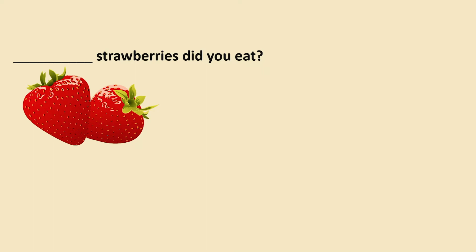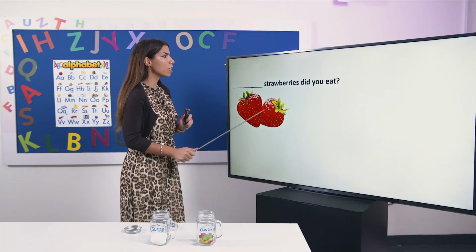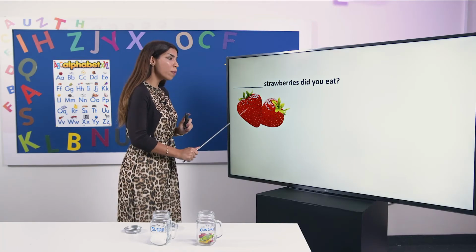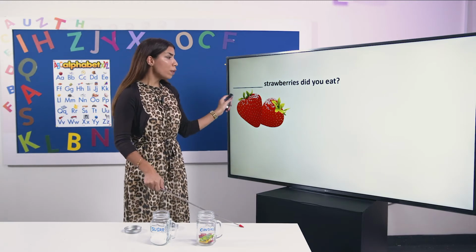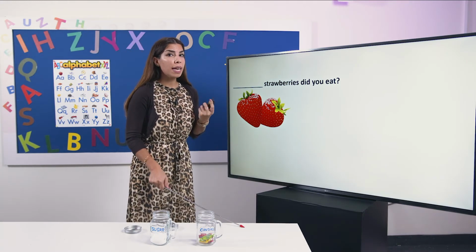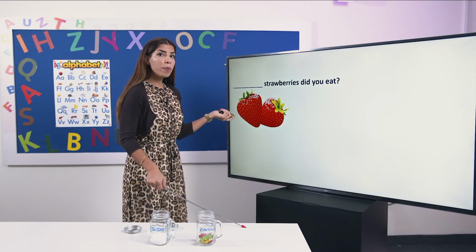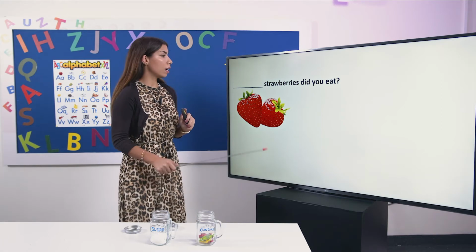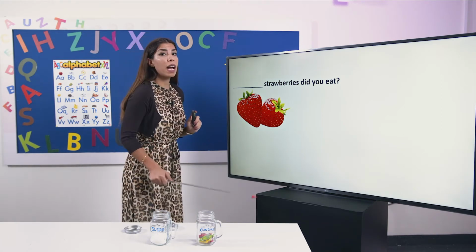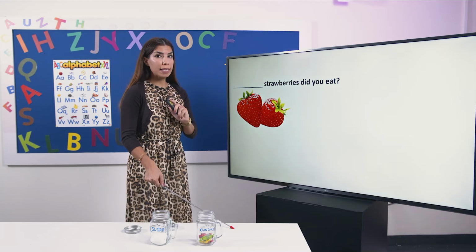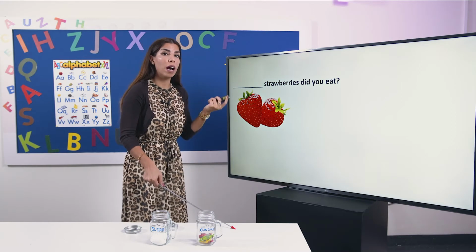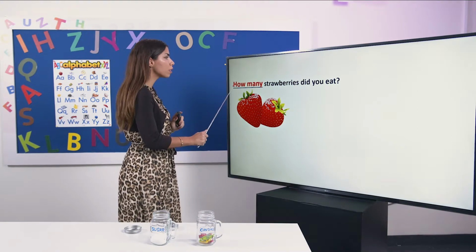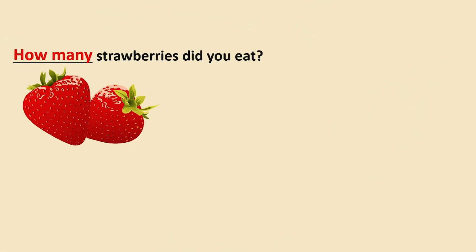Now, let us look at this picture. What do we have in this picture, dear students? What can you see? Yes, strawberries. Strawberries. Can we count the strawberries? Can we say 1 strawberry, 2 strawberries? Yes, of course. Strawberries are countable. When I want to ask about the quantity of a countable noun, I use how many. How many strawberries did you eat?